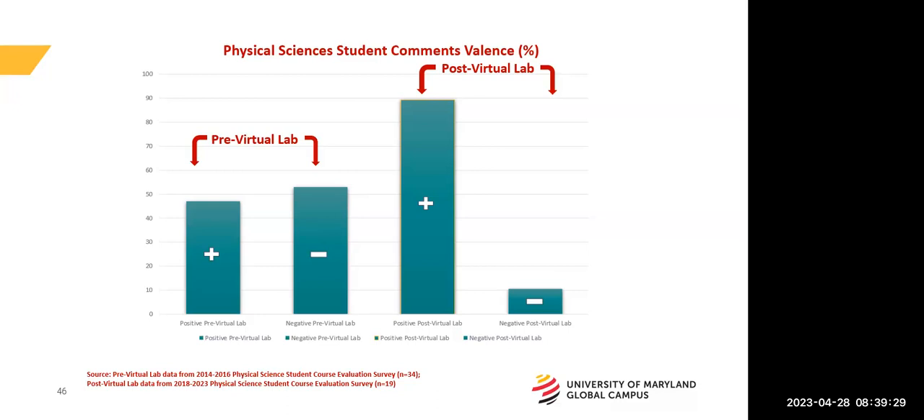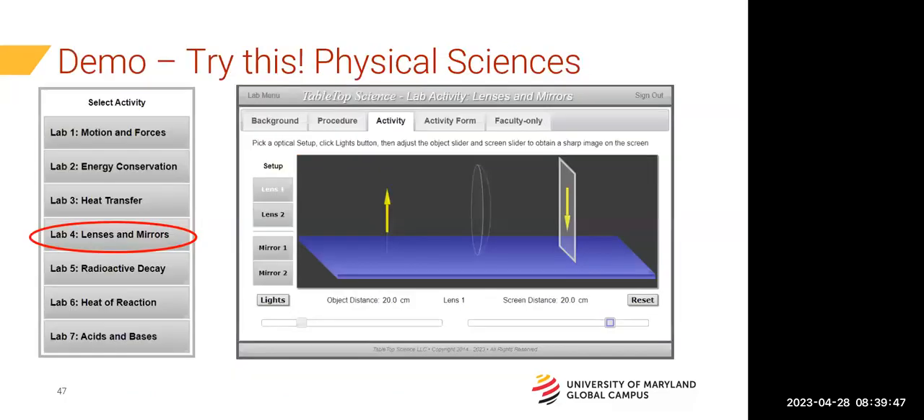And before we went to the virtual labs, it was kind of a balance of positive and negative. And then for the physical sciences students, anyway, which is the data I'm showing, it was just, you know, a 9-to-1 ratio of positive comments. And then another one you can test is lenses and mirrors. If you want to, this is a little bit more complicated, because this one involves four different activities, 4 different lenses, but you also have a variation in the input when you use these sliders.